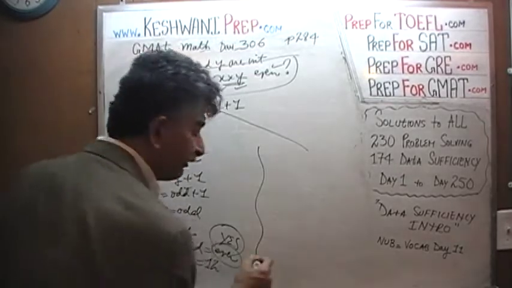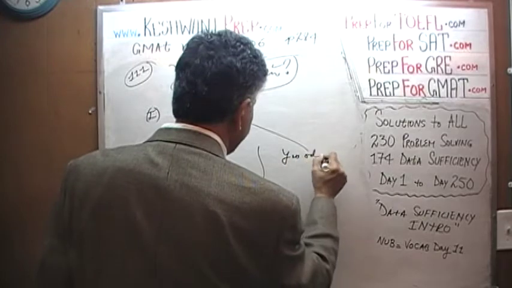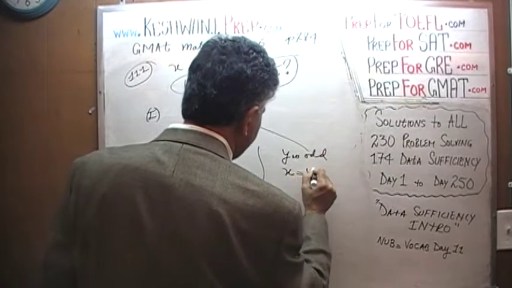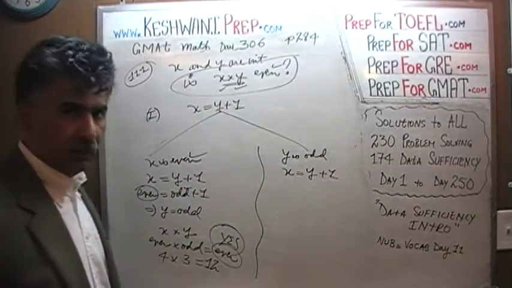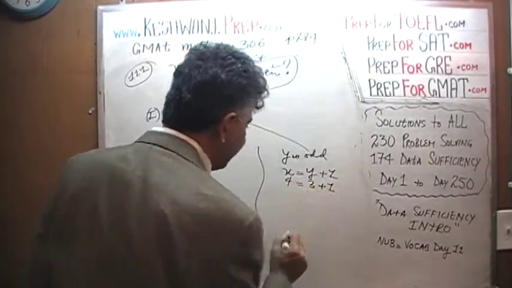The other scenario is just the reverse, in which case y is odd. Maybe y is odd. If y is odd, we are told that x is y plus 1. If y is odd, let's say 3, plus 1, that means x must be 4.